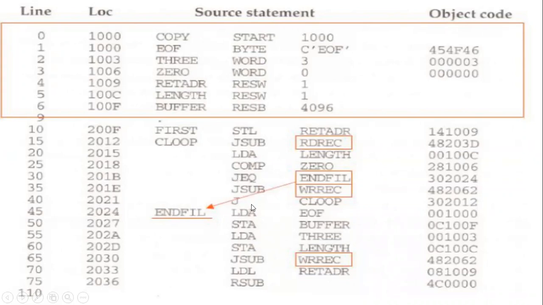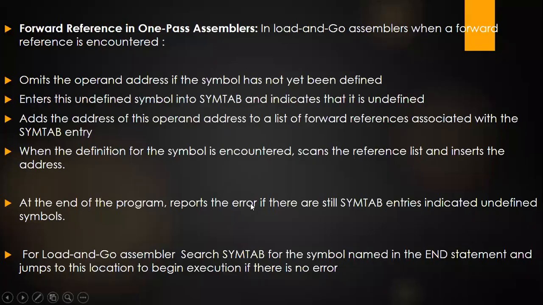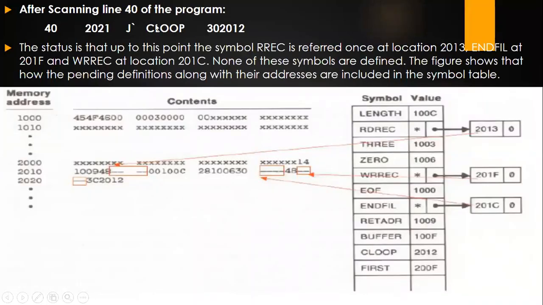Now just observe. After scanning line number 14, at address 2021 we have the jump statement with C loop, and we generate this particular statement. The status is that up to this point, the symbol read record is referred once at location 2013, end of file at 201F, and write record at location 201C. Remember this 201C.